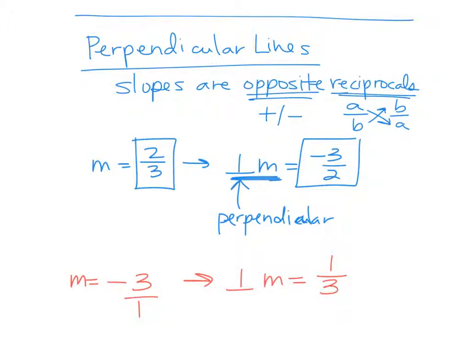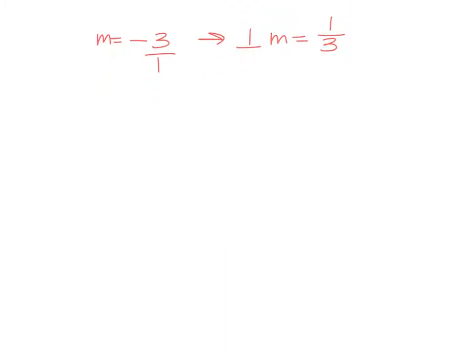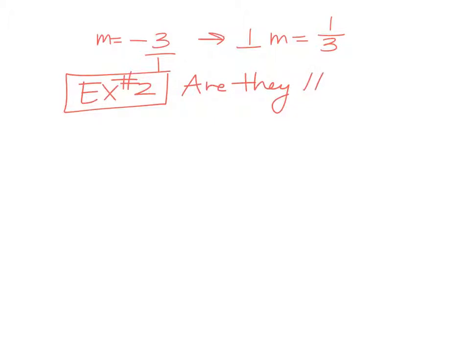So here's the other thing you're going to do with this, and then that's it for this lesson. Example 2 here. Okay, I want to know, are they parallel, perpendicular, or neither? Okay, so this is parallel, this is perpendicular. I'm asking, are these lines parallel, perpendicular, or neither? And here's what we get.